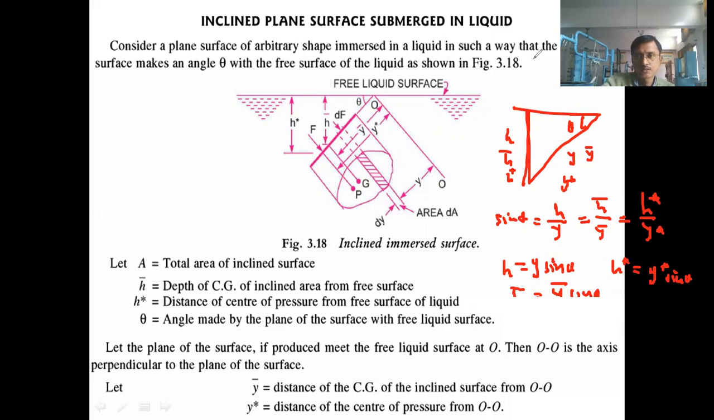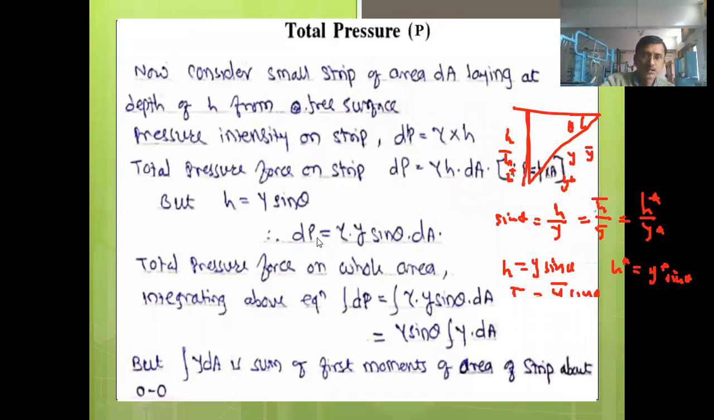Same thing we have used here. Now instead of h, we have to use y sin theta. Instead of this I will put here y sin theta. This is the total pressure force acting on the strip. I want the total pressure force acting on the entire area, so what I will do? I will integrate this equation.